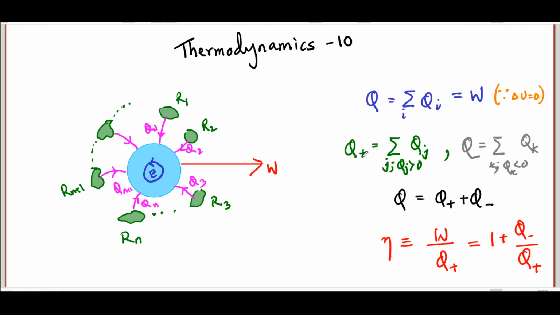We also defined Q plus and Q minus. Q plus was a sum of all of the Qj's which were positive, and Q minus was a sum of all of the Qk's which were negative. It's obvious that Q, the total heat gained through all the reservoirs, is actually a sum of Q plus and Q minus. And efficiency of the heat engine, eta, defined as the amount of work you get per unit heat supplied, W by Q plus, is easily seen to be, according to this, 1 plus Q minus by Q plus.